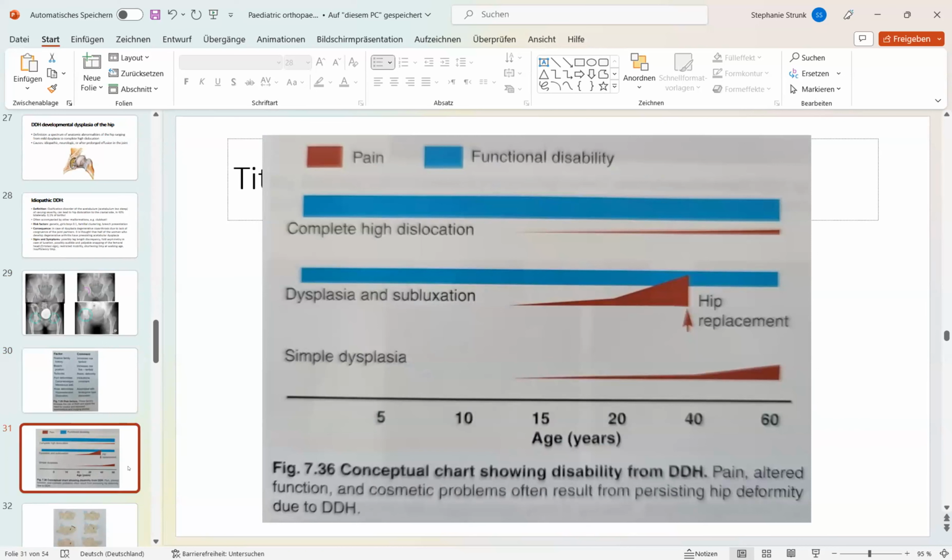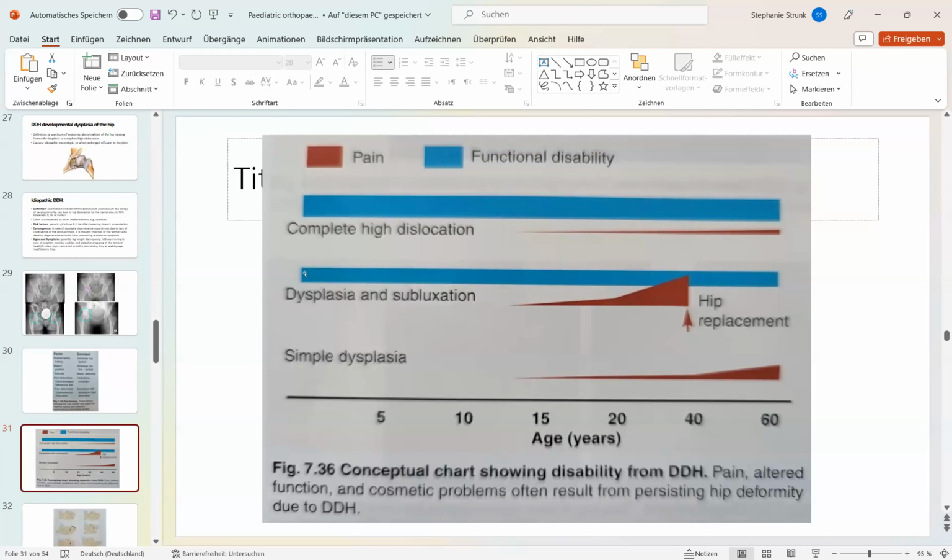So this is what is the functional disability and the pain at what age. If you have a complete high dislocation, this does not cause any pain at the beginning, just pain starts later and is actually not that bad. You just see the deformity. I'll show you pictures later on.